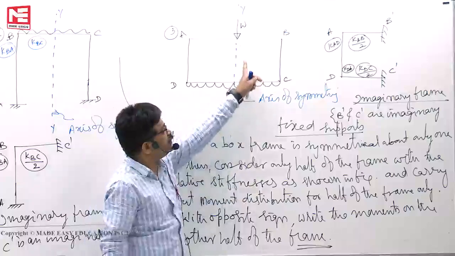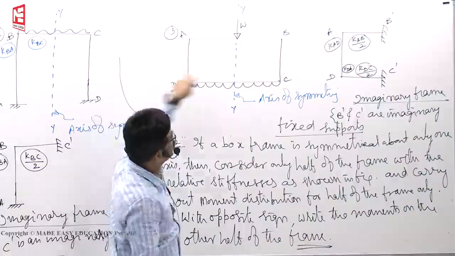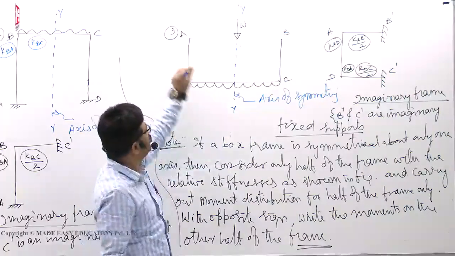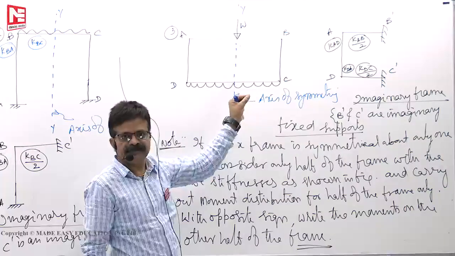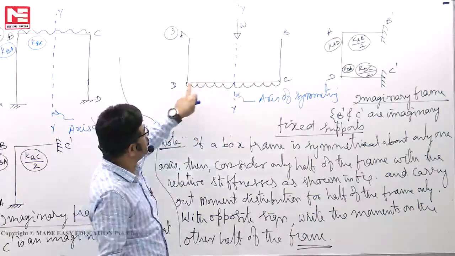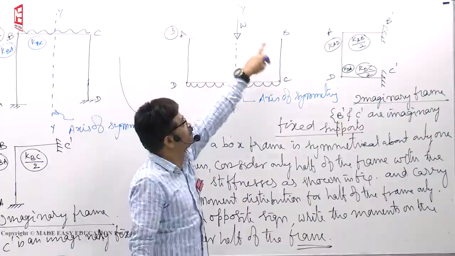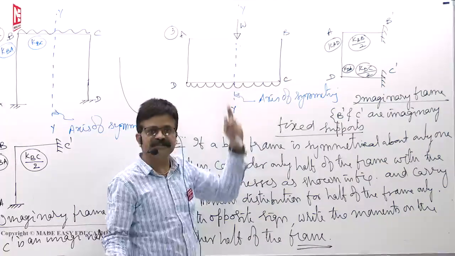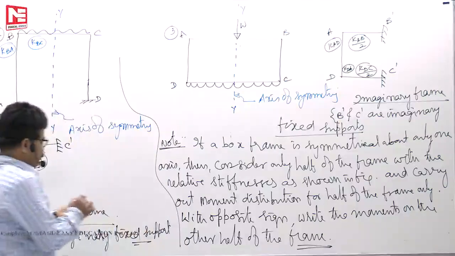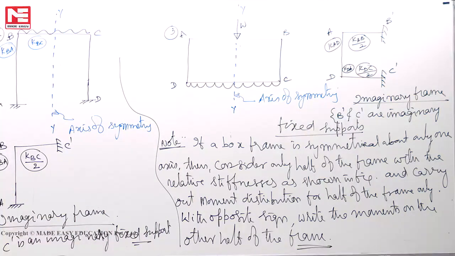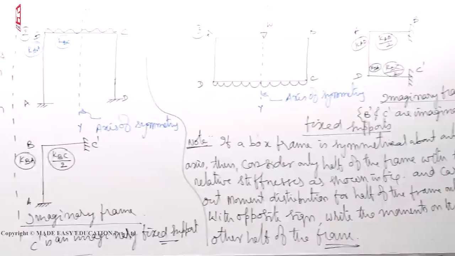Now supposing that if this box frame is symmetrical about x-axis also, then you can take only 1/4 of the frame and take moment distribution only at one joint. With opposite sign you can write here, opposite sign here, opposite sign here, it is sufficient. So that is the fourth case. We'll see now that fourth case. This I remove.